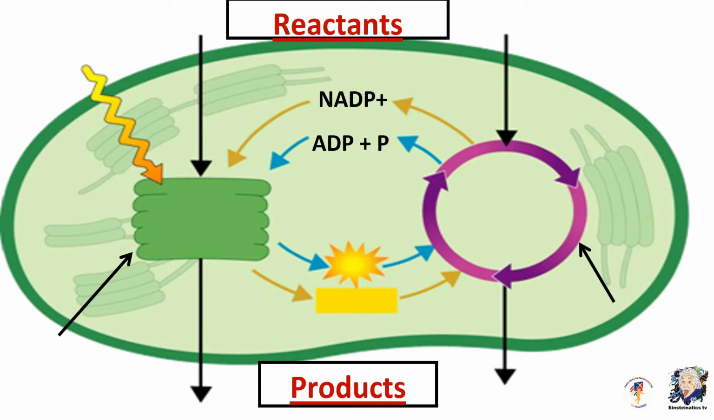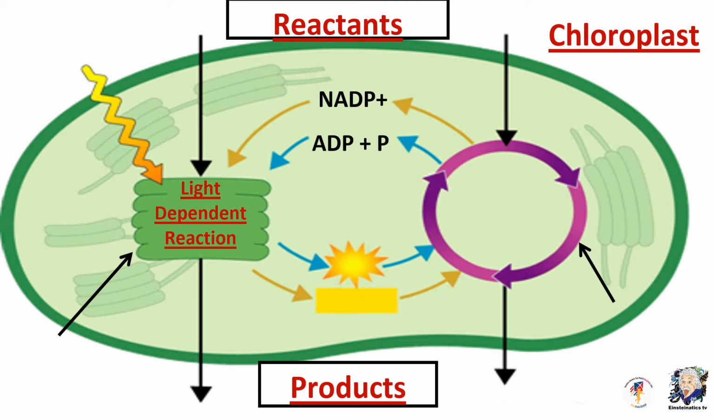Because leaves have abundant cells with the particular cellular organelles known as chloroplasts. And as we all know, chloroplast contains chlorophyll, wherein this is where photosynthesis happens. Now, photosynthesis is divided into two stages. The first one is the light-dependent reaction, and the second one would be the Calvin cycle.